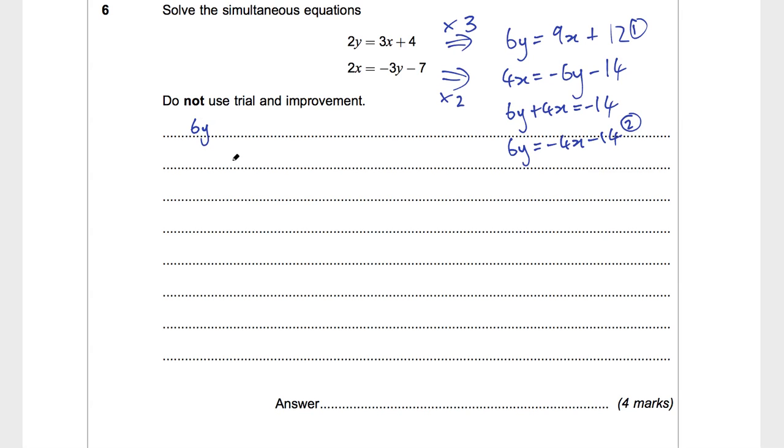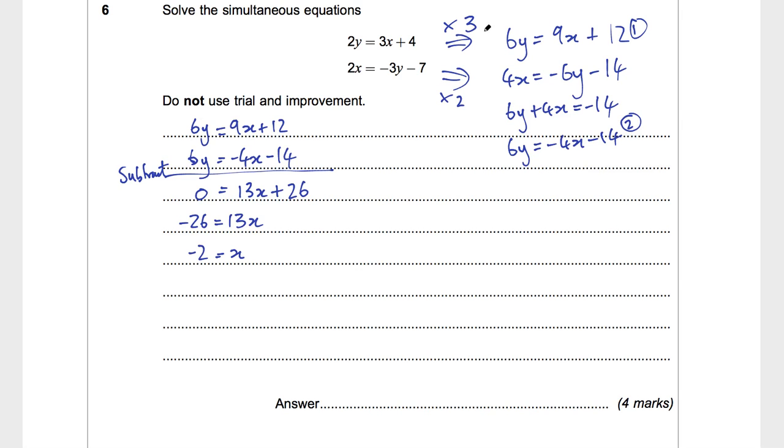6y equals 9x plus 12. 6y equals minus 4x minus 14. Need to eliminate, so I'm going to subtract there. That's 0 equals 9 minus minus 4, that's the same as 9 plus 4, so that's 13x. 12 minus minus 14, it's 12 plus 14 is 26. Put that on the other side, so minus 26 equals 13x. Divide by 13, x equals minus 2.